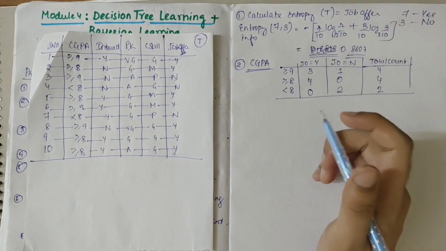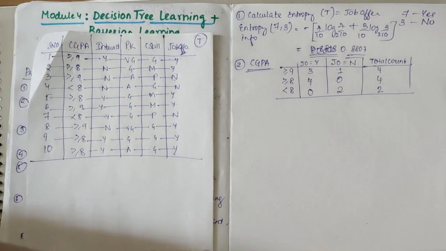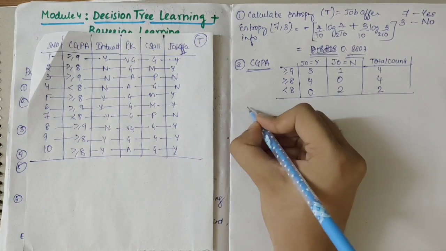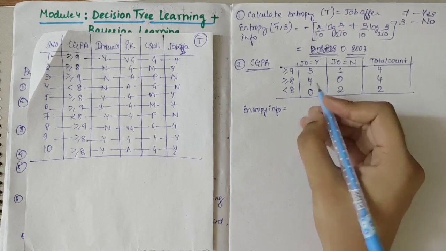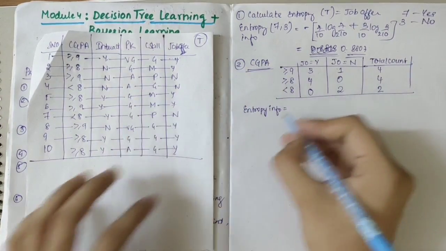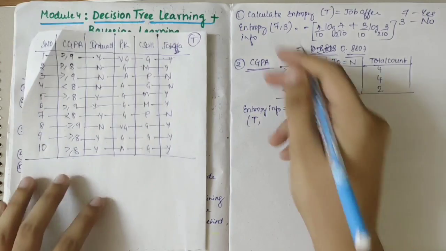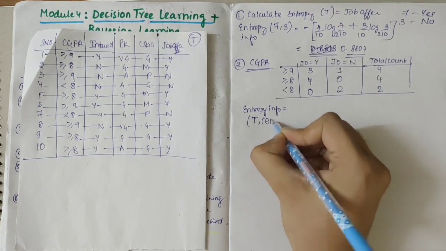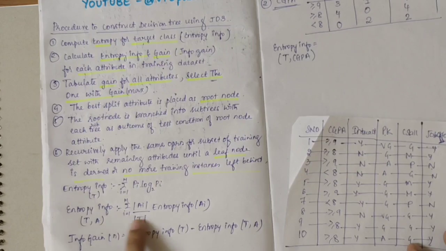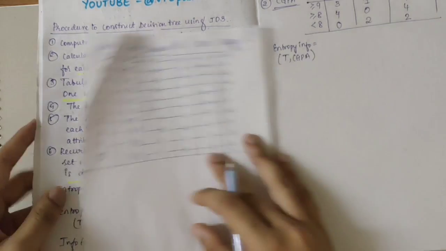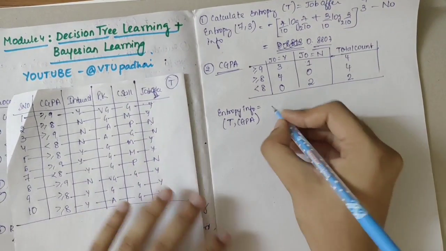So once I've obtained this, my next step would be to calculate the entropy info. So I'll write entropy info of T comma CGPA here, right? When it was the T comma A condition, minus was not there at the starting, and here I have Ai by T, Ai by T. So I'll write it in that form.